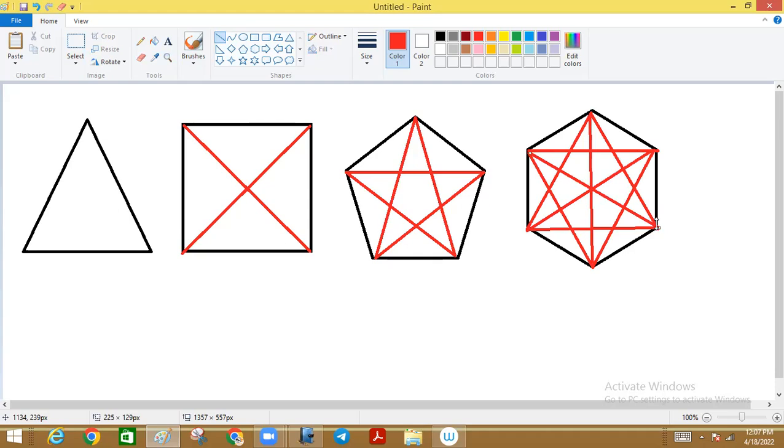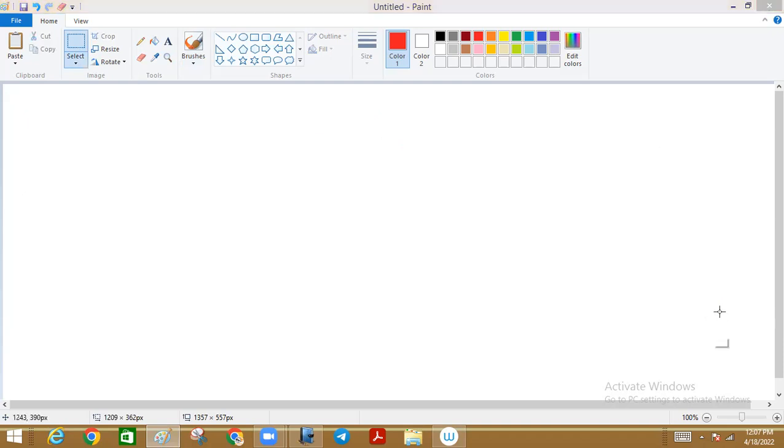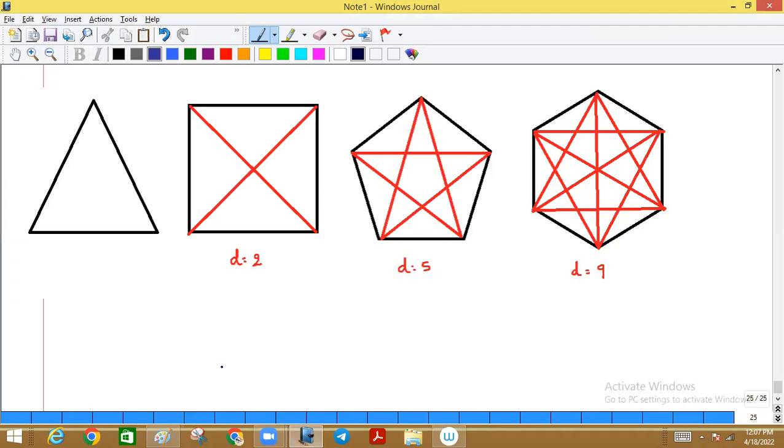If I ask you for a septagon, does it follow any pattern? Here the number of diagonals is equal to what? Do you think it follows a pattern? It must have followed a pattern, but not that we can see directly.